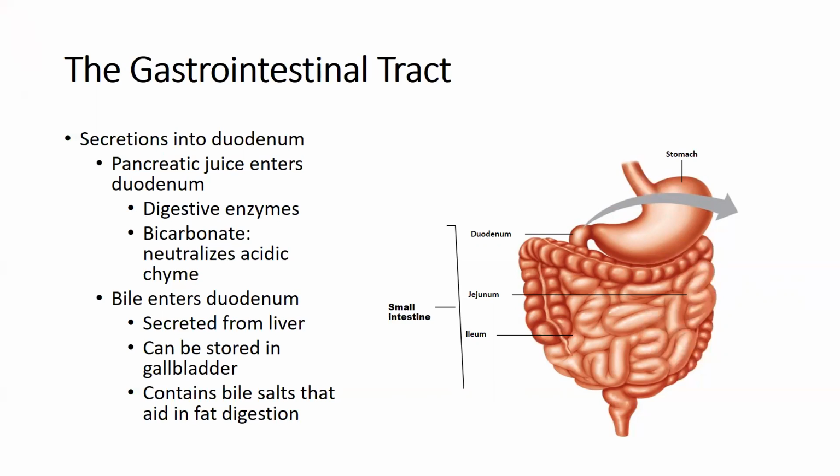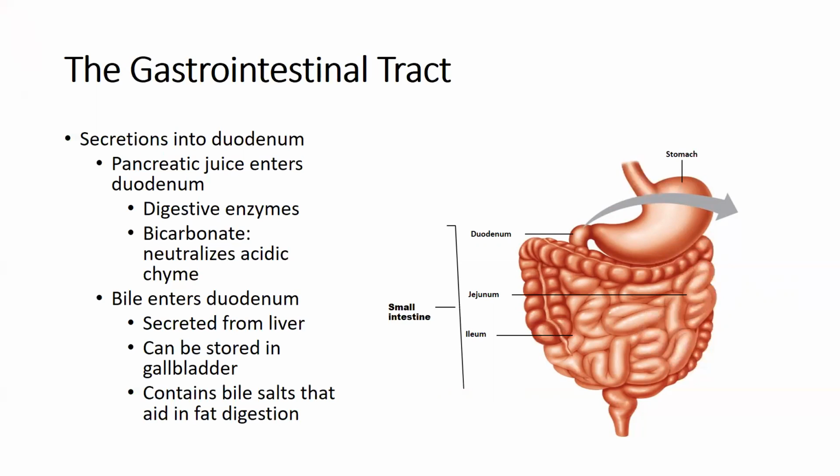So bile enters the duodenum here, as well as pancreatic juices. The pancreatic juices from the pancreas with digestive enzymes as well as bicarbonate. So bicarbonate is helping to neutralize the acidity of the chyme. So when we get to the small intestines, we no longer need an acidic environment. And so we need to neutralize that acid by secreting bicarb. And that bicarb is found in the pancreatic juices. So digestive enzymes and bicarbonate in the pancreatic juices.